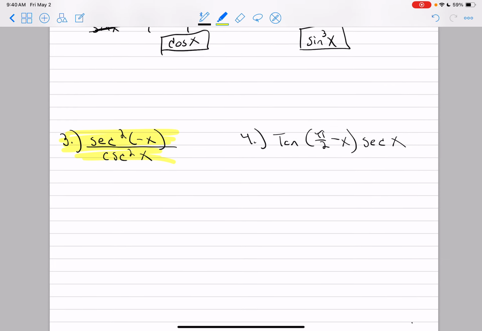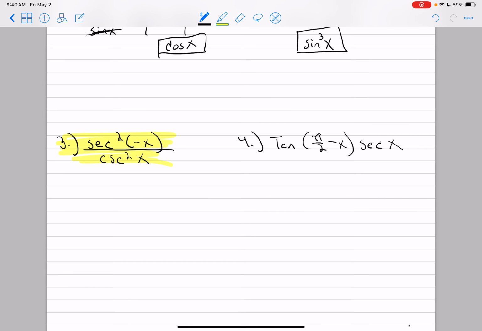All right, so you paused it, you tried it. The first thing I'm thinking is this looks like one of those even, odd situations. So I'm just going to look at this part, because step 1 says convert any Pythagorean, cofunction, or even odd identities. I know that the secant squared of negative x is the same as just the secant squared of x. Okay? So now I have the secant squared of x over cosecant squared of x.